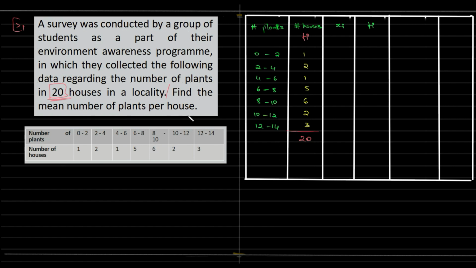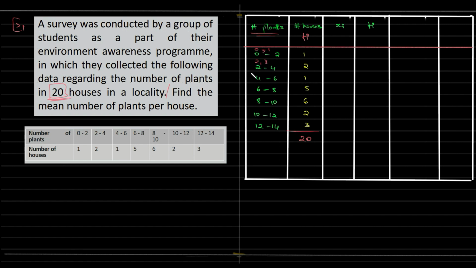Find the mean number of plants per house. So we have the number of plants that has been planted in different houses, right? These kids want to find the mean. So let's understand the data once. The first row talks about there is one house, just one house which has either 0 or 1 plant. In the second row, it talks about there are two houses with 2, if not 3 plants.